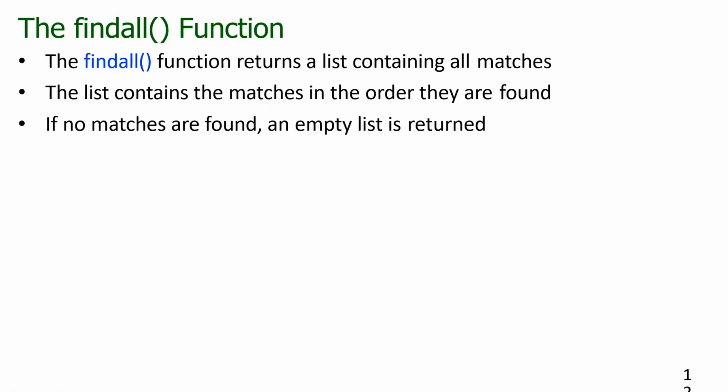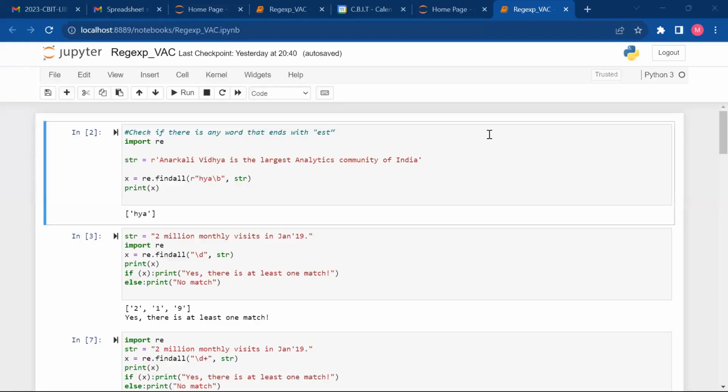Now we'll go to this Jupyter notebook and see practically whatever we have seen: the different meta characters, special sequences, and also the sets. So we'll see all the meta characters, special sequences, and sets, and how we use them in regular expressions with the findall method.